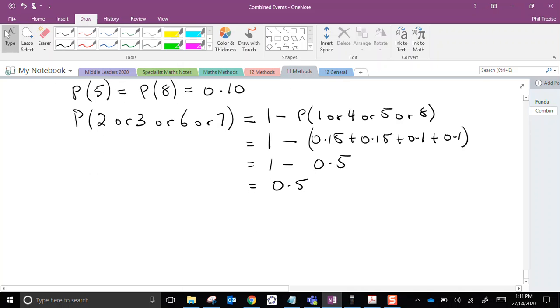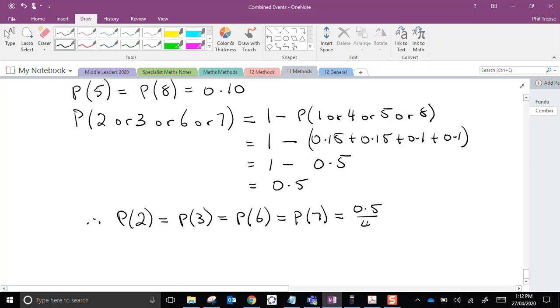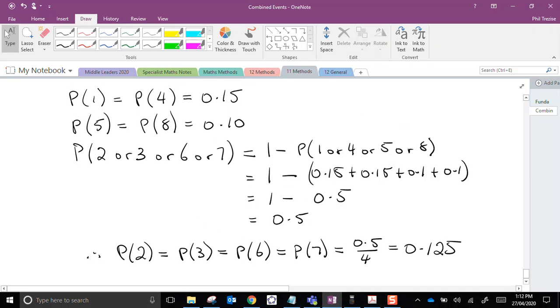Now, because they were all equally likely, we would therefore say the chance of a 2 is the same as the chance of getting a 3, which is the same as the chance of rolling a 6, or the same as the chance of rolling a 7, and therefore it would be 1/4 of 0.5, or 0.125. This way, we've arranged things so that all of the different outcomes, the probabilities add up to 1. And that's the important idea behind this one.